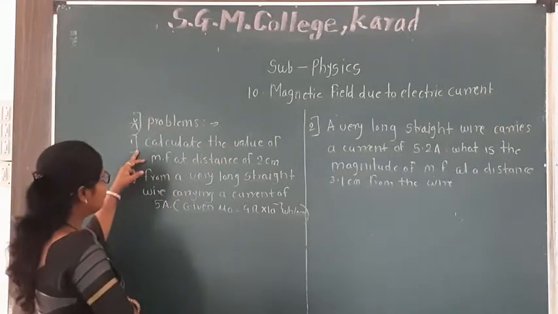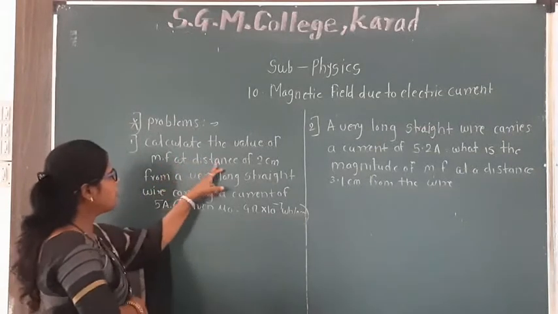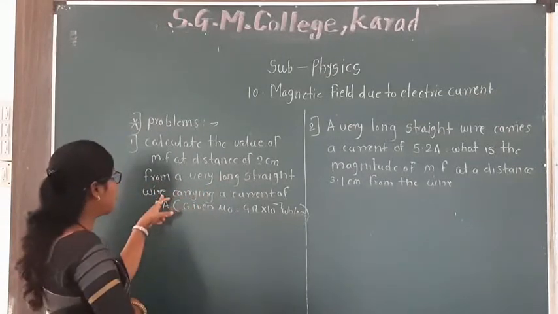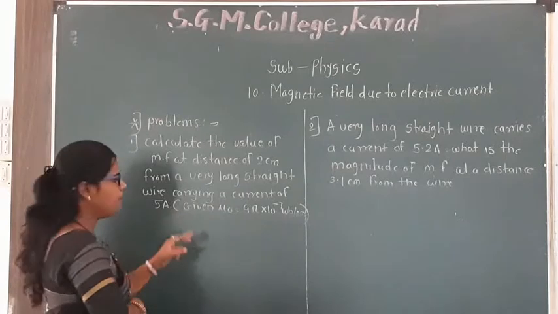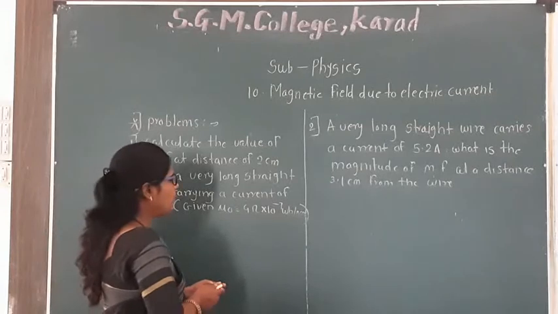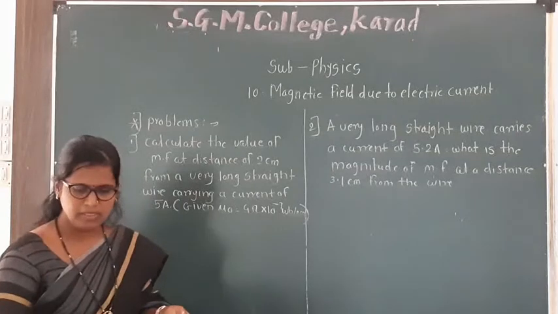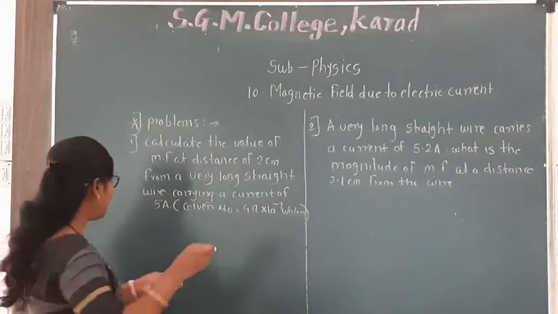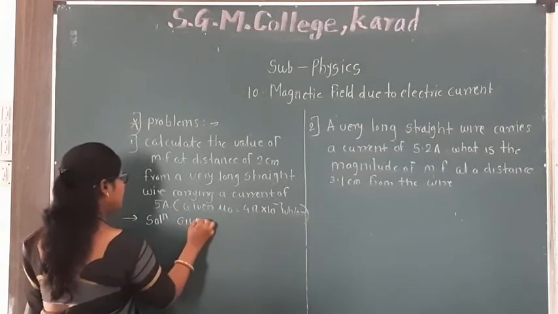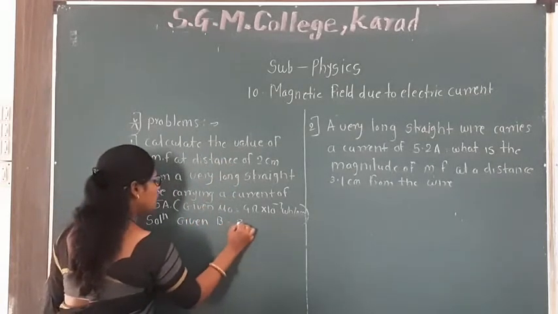Now the first example: calculate the value of the magnetic field at a distance of 2 centimeter from a very long straight wire carrying a current of 5 ampere, and here mu 0 is equal to 4 pi into 10 raised to minus 7 Weber per ampere meter. Now we have to solve this example. For solving this example, first of all we have to write the given. Now we have to calculate the magnetic field, so B is equal to question mark.